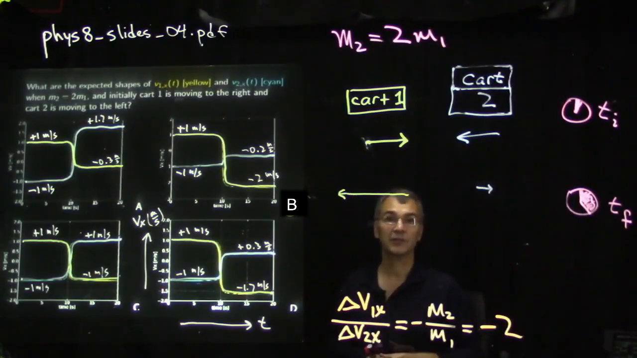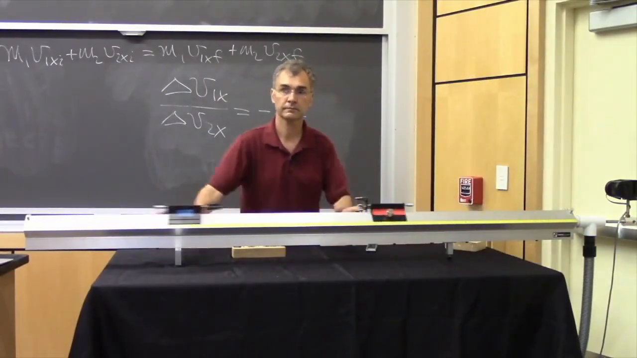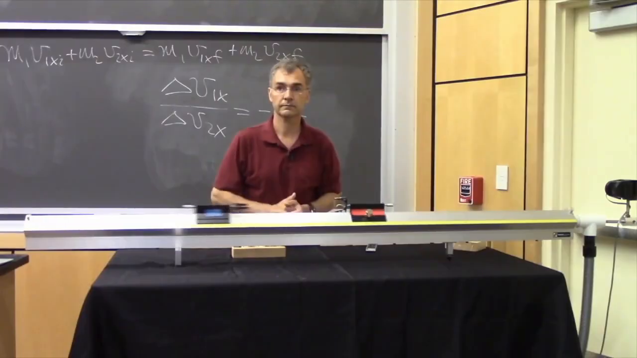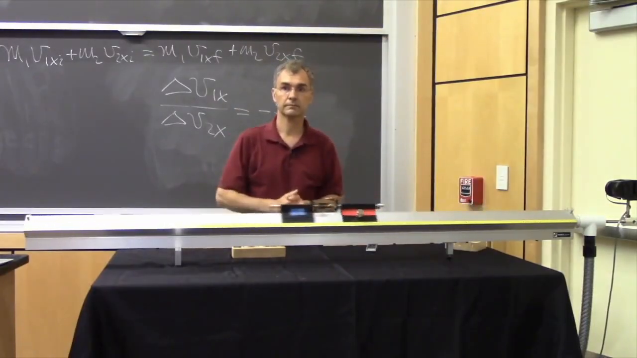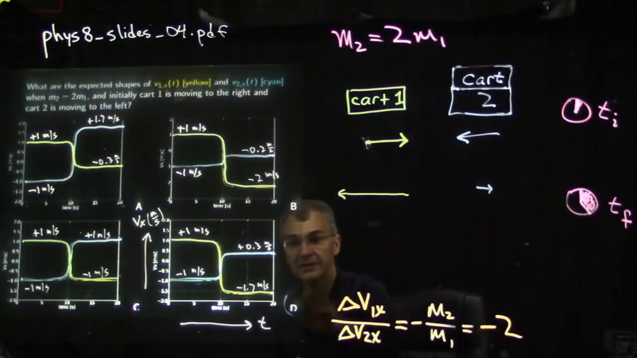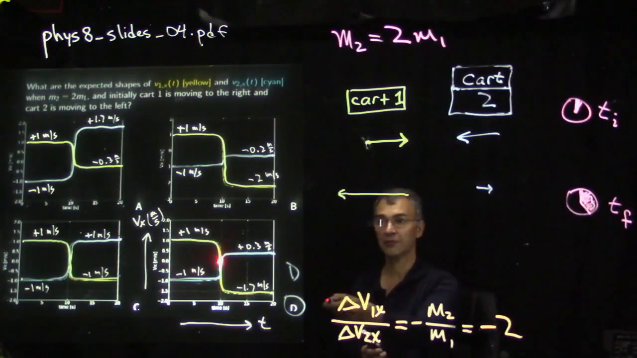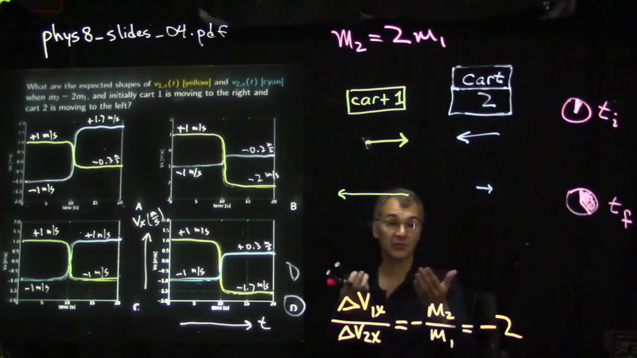Let's watch the video clip. Okay, so I think that's what we saw, consistent with D, delta. We went from +1 to -1.7 with cart 1, and cart 2 went from -1 to +0.3. So the change in velocity for cart 1 had twice the magnitude of the change in velocity for cart 2, consistent with cart 2 having twice the mass of cart 1.